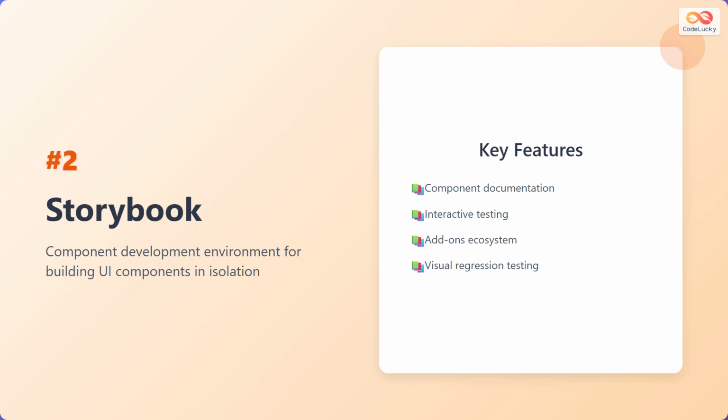Key features of Storybook include component documentation, providing a clear and organized way to showcase your components. Interactive testing, allowing you to interact with components in a controlled environment. Storybook also has a rich add-ons ecosystem. Additionally, it supports visual regression testing, helping you catch visual bugs early in the development process.